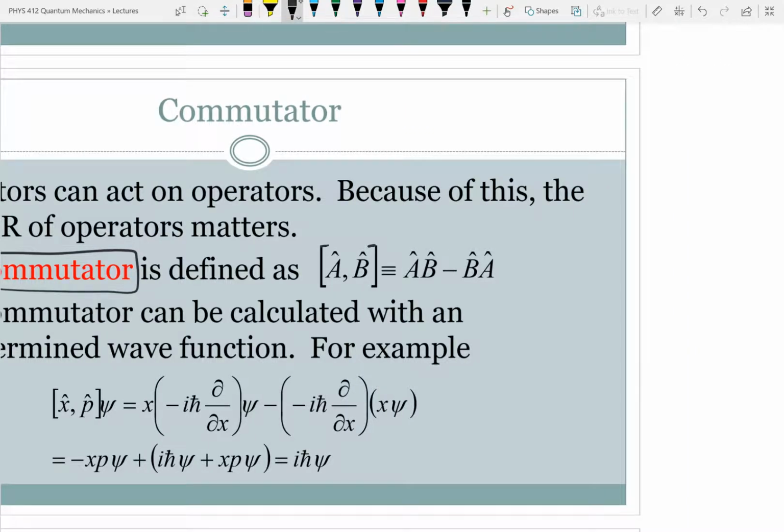So the commutator is defined with this notation. That notation of bracket, operator, comma, operator means the commutator, and the commutator is the first one operating on the second one minus the second one operating on the first one. Now, if these were numbers, if I had 5 comma 7, the commutator would be 5 times 7 minus 7 times 5. And we're all really smart here. We know 5 times 7 is equal to 7 times 5.